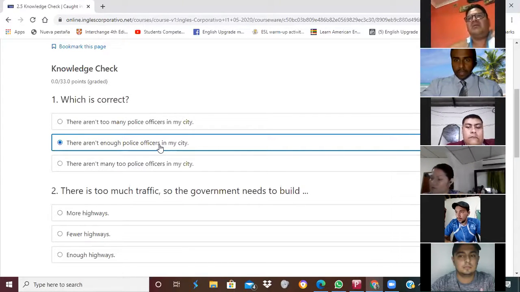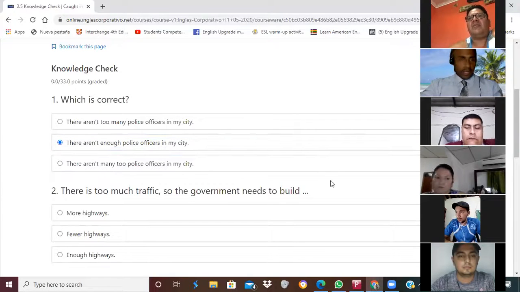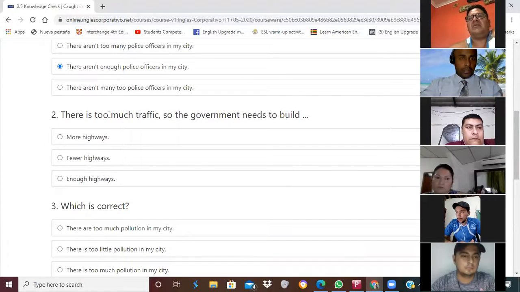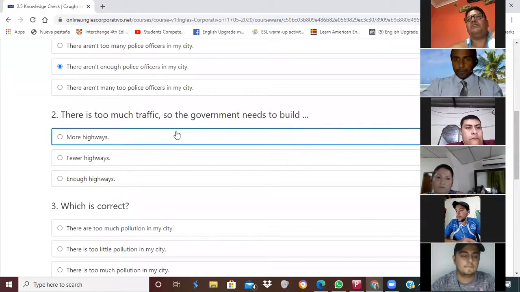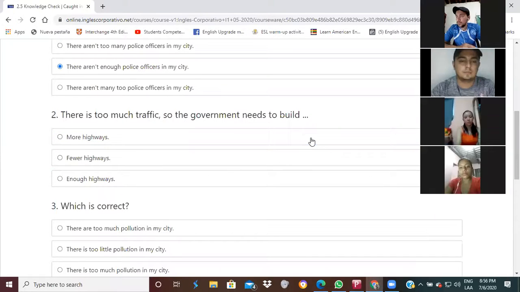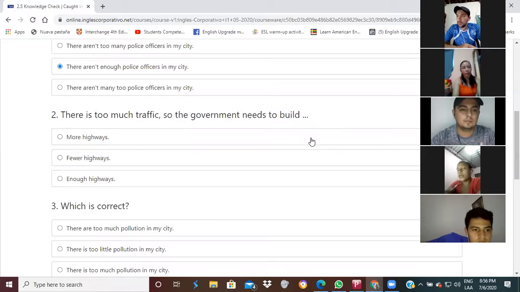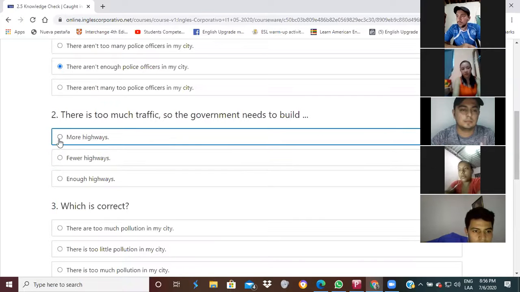The next one is going to be Veronica, number two. There is too much traffic, so the government needs to build more highways, fewer highways, enough highways. What is your answer? A, more highways. Very good, more highways.